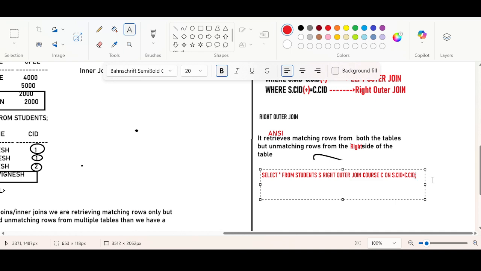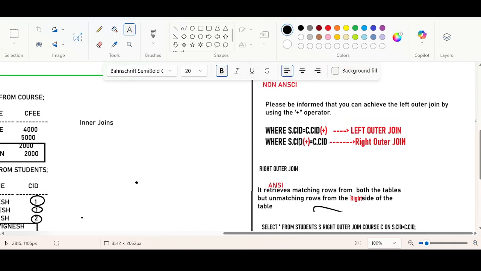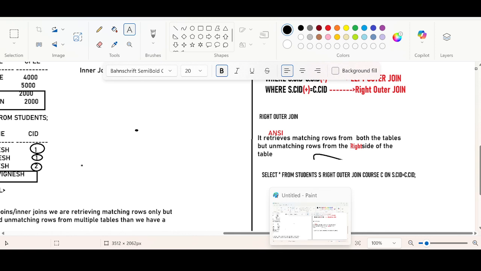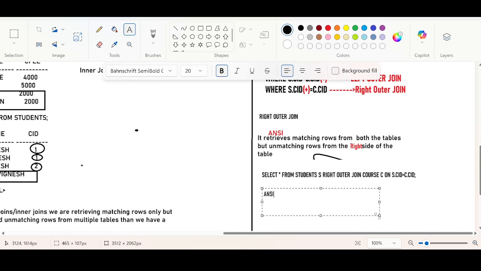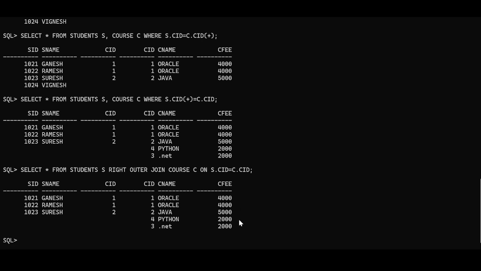Okay. For the non-ANSI format, the same thing that I have explained before. You will use the plus operator, okay, in the left side. Plus operator on the left side, and you will not use the join key for non-ANSI, and the plus operator will come into the picture. Okay, where you will be using the plus operator for the right outer join on the left side.